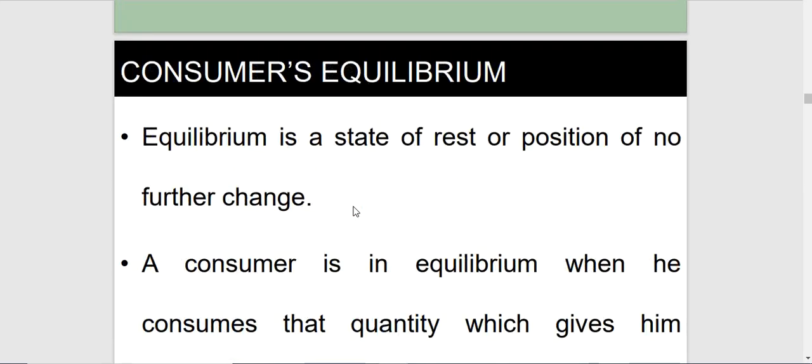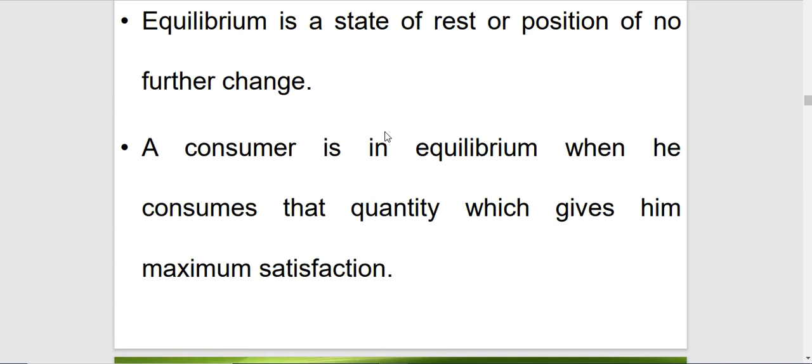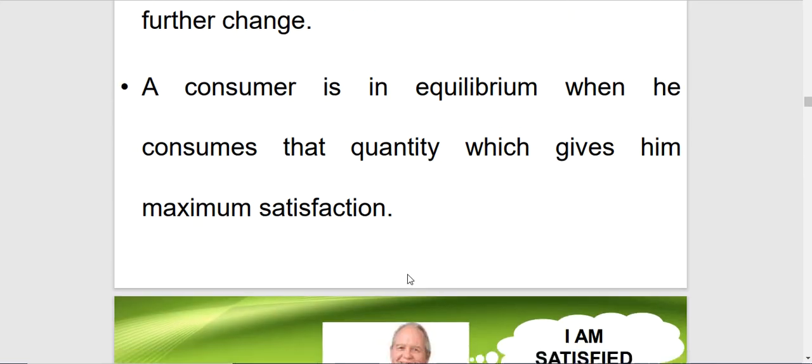Let us now look at the consumer's equilibrium. How does a person attain total satisfaction on the basis of how much he should consume? That is called the consumer's equilibrium. Equilibrium is a state of rest, or a position of no further change, and he will decide that he would consume only that many units of the product. A consumer is in equilibrium when he consumes that quantity which gives him maximum satisfaction.